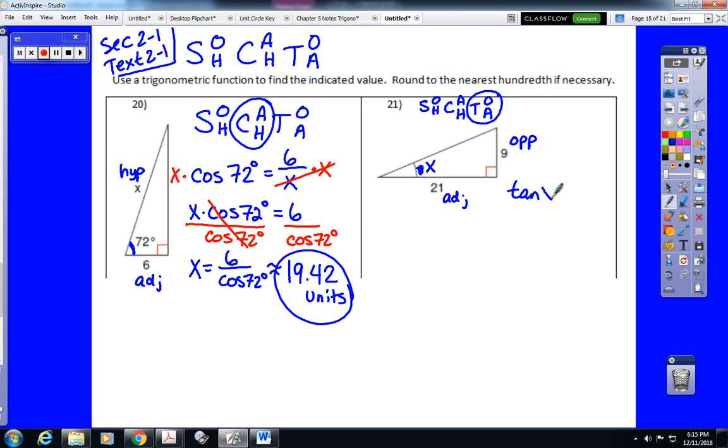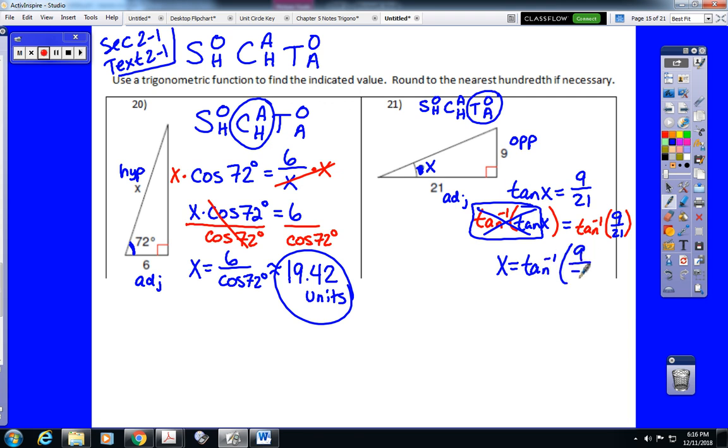So the tangent of the angle, tangent of x, equals opposite over adjacent. Now these are probably the easiest ones to do because in order to get rid of the tangent, we have to take the inverse tangent of each side. So we are taking the inverse tangent of each side of this equation. Now on the left side, the tangent and the inverse tangent will cancel each other out, which means x is the inverse tangent of 9 over 21.